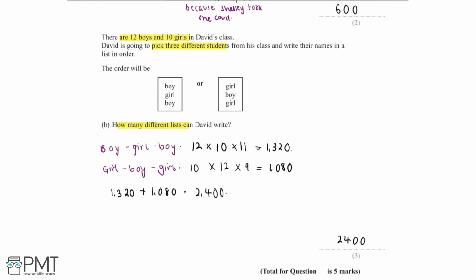In part B, we get 1 mark for a process to find the number of different lists for the boy-girl-boy order and for finding the number of different lists for the girl-boy-girl order. The second mark is for a process to find the total number of lists by adding these two numbers together. And finally, the third mark is for getting the correct final answer of 2,400. And so we've now achieved the 5 marks needed to get full marks in this question.